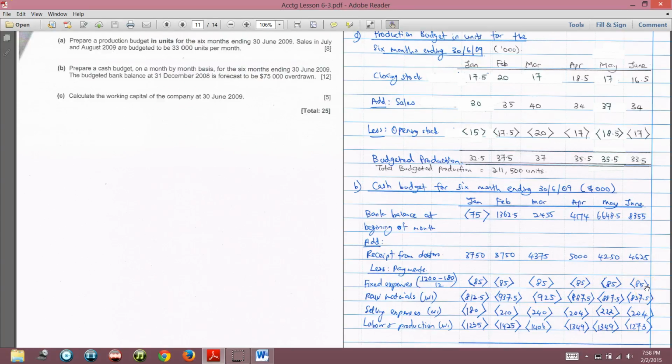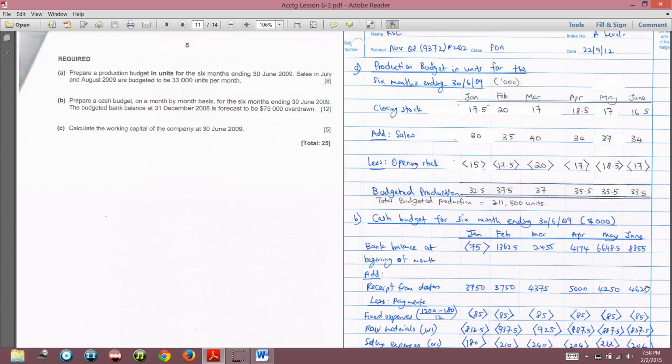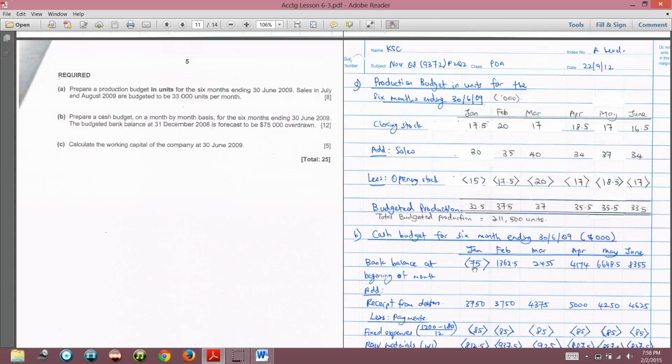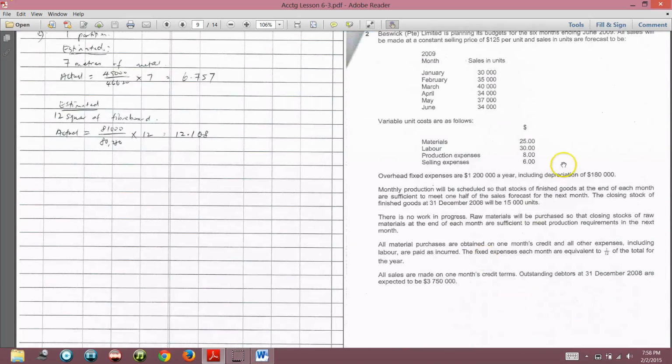Okay. So now, what is this? Selling expenses.